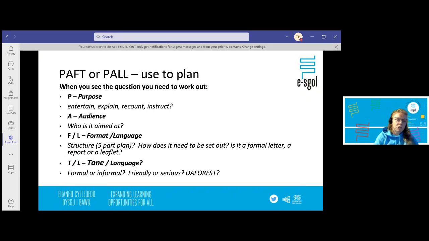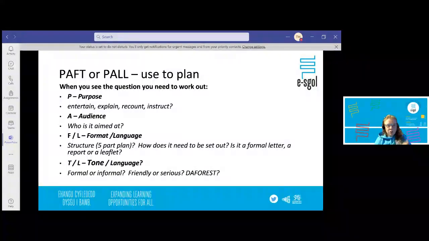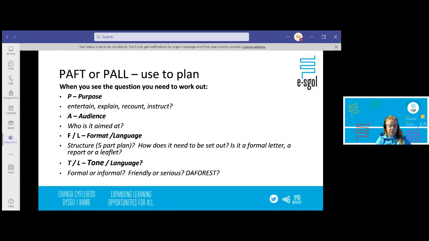This is how I teach mine to plan. I teach them PAFT, you might learn PAL, doesn't matter which one you use, as long as you start with this as part of your planning. So when you see the question, you know what you've got to do, you need to work out what am I writing, who am I writing for, how do I need to structure it, and what is my tone or the language that I need to be using.